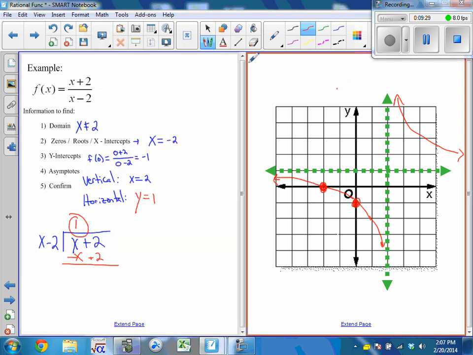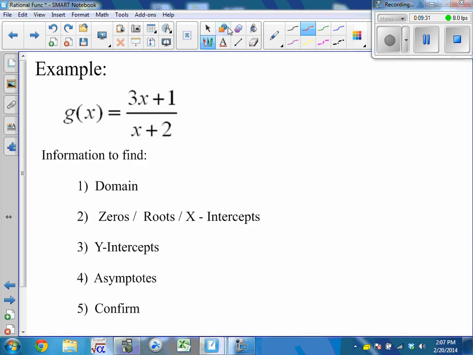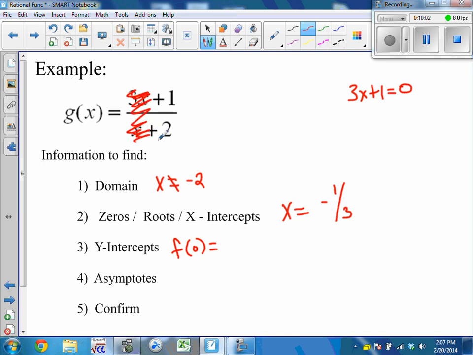Okay, let's try another one. 3x plus 1 over x plus 2. Our domain: x cannot be negative 2. Our zeros, roots, or x-intercepts: what makes the top 0? The top is 0 if you say 3x plus 1 equals 0. Subtract 1, and you get x is negative 1/3. The y-intercept is f of 0. So I put 0 in for x, and you can see what that does is it gets rid of all these x's. So that is 1/2.